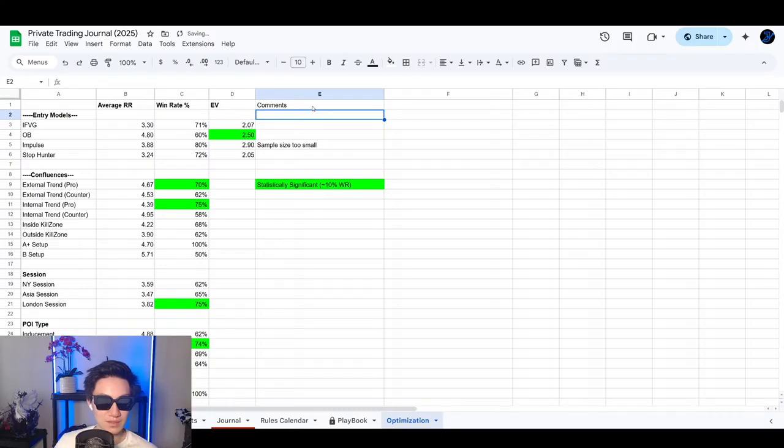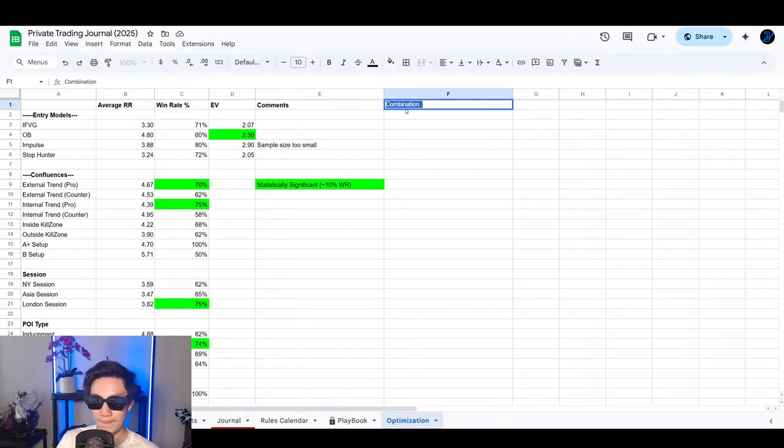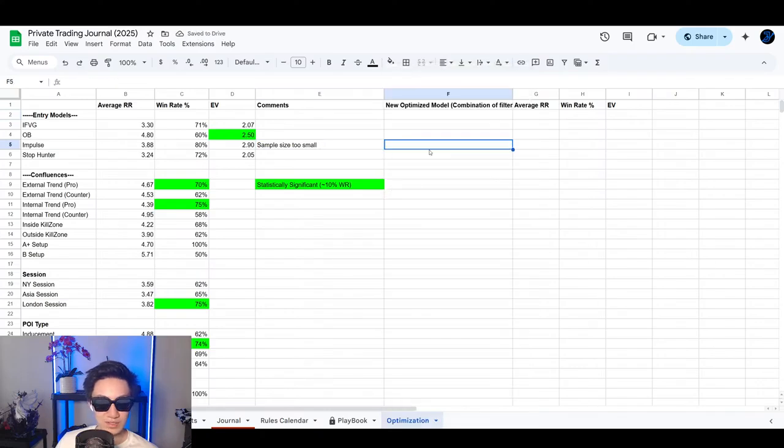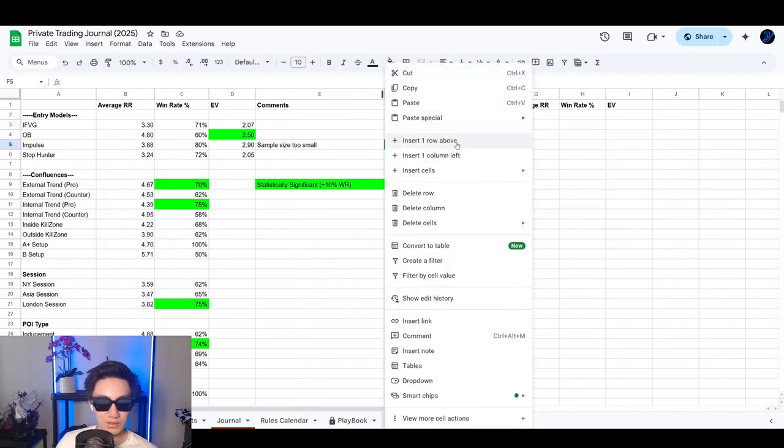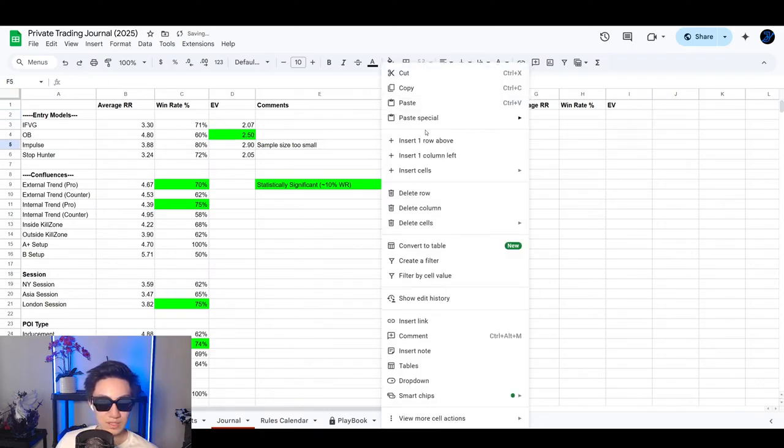These are just comments. And then if you want to name this your combination or new optimized model, so this combination of filters, then you would basically have your new average win rate and risk reward here. Is there a way to make this visually so I can split this apart here? Nope, that's not it.